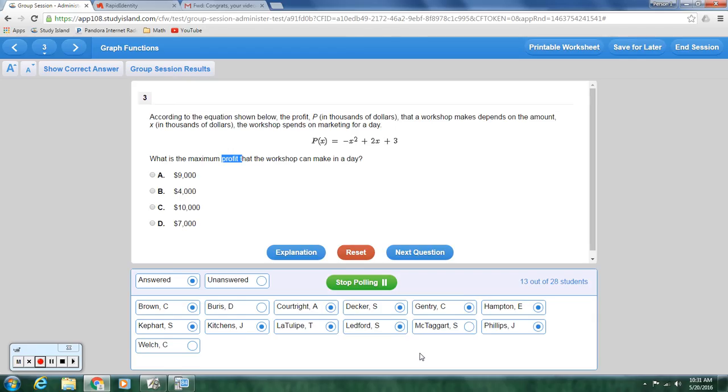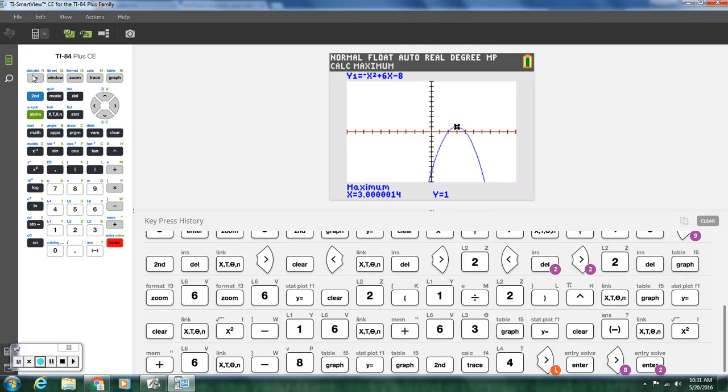Find the maximum, and the y part of the maximum. So negative x squared plus 2x plus 3.